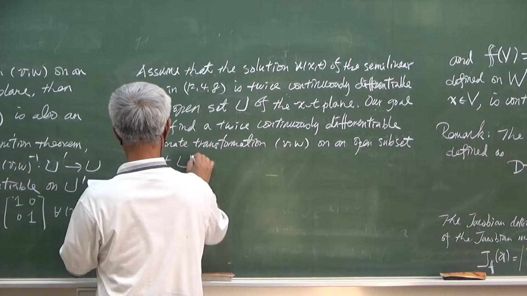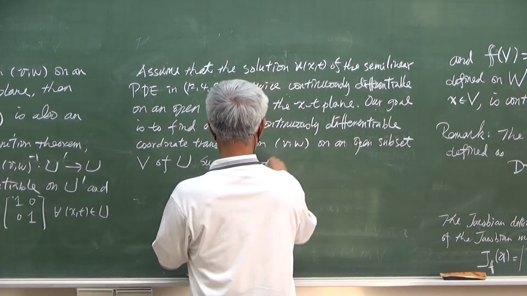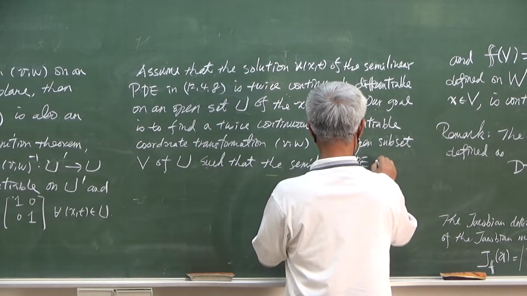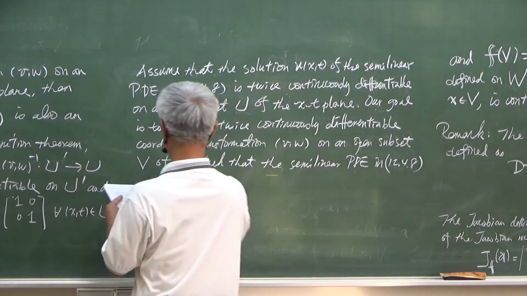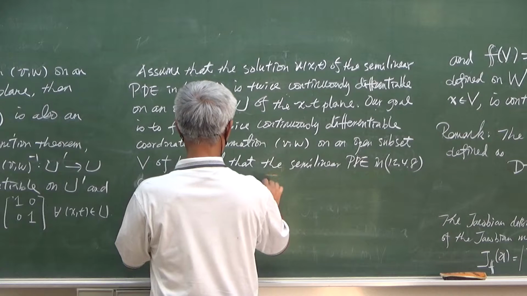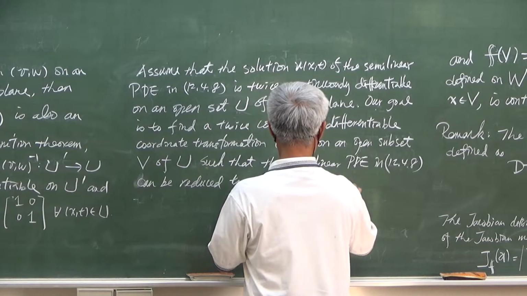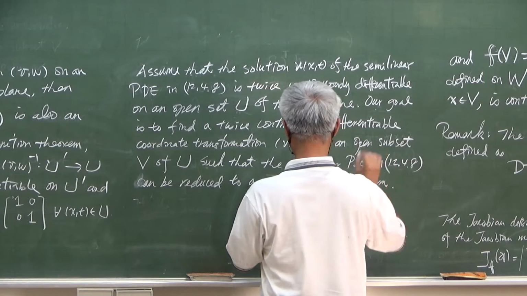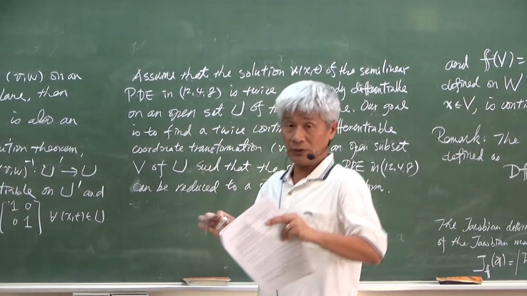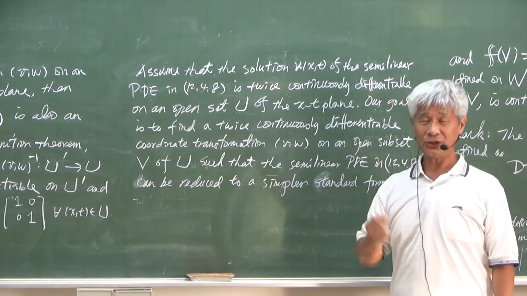of U, such that the semi-linear PDE in 4.8 can be reduced to a simpler standard form, to facilitate the solution. So we are going to find a suitable coordinate transformation which we require to be twice continuously differentiable.